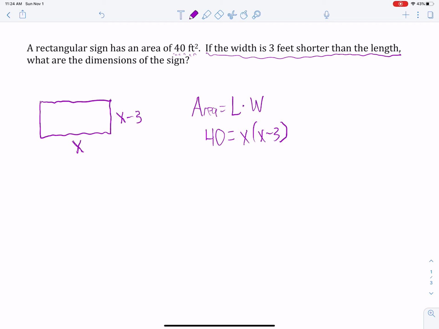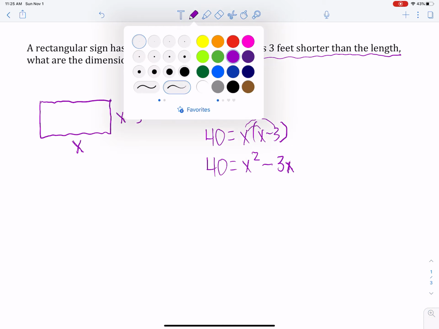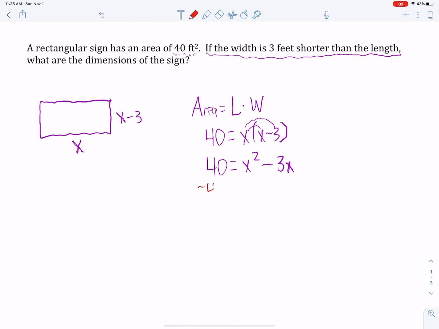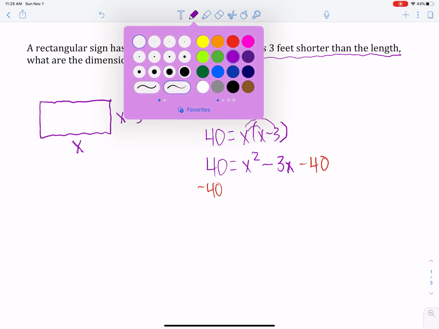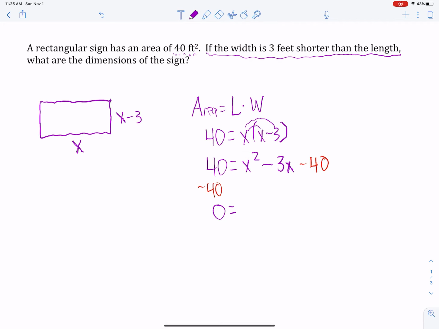To finish solving this, on the right side, we multiply by x, and we have 40 equals x squared minus 3x. That's just using our distributive property there. And now we want to get everything on one side so that it's equal to 0. Here, the easiest way to accomplish that is subtracting 40 from both sides. It gives us 0 on the left side. On the right side, there's no like terms. So we just have x squared minus 3x minus 40.